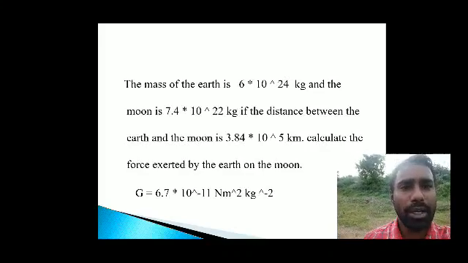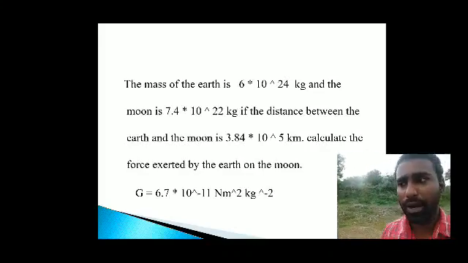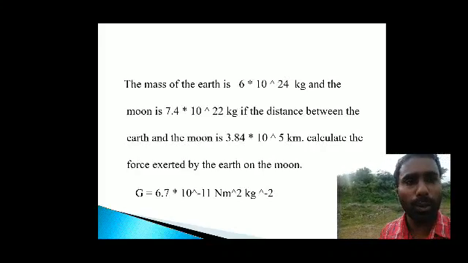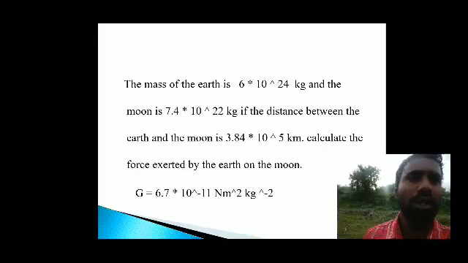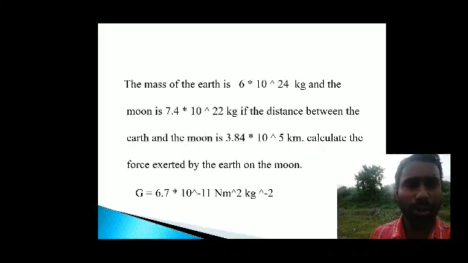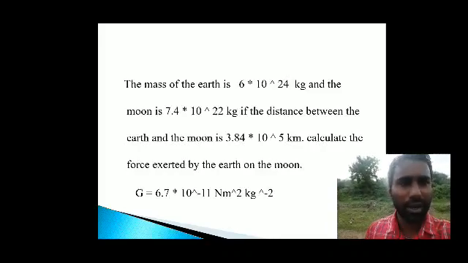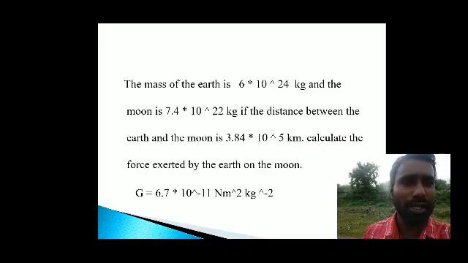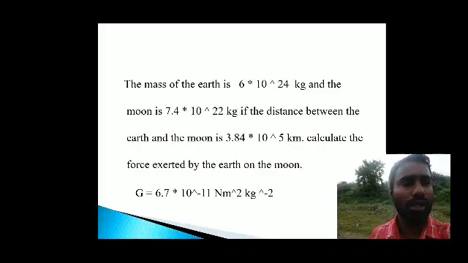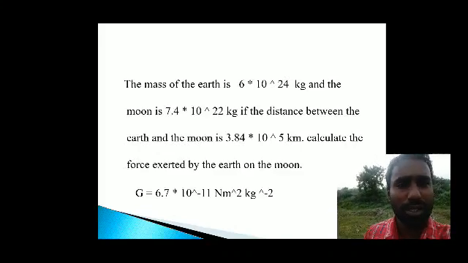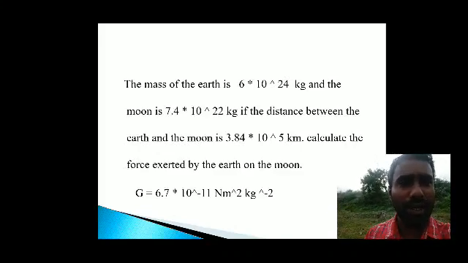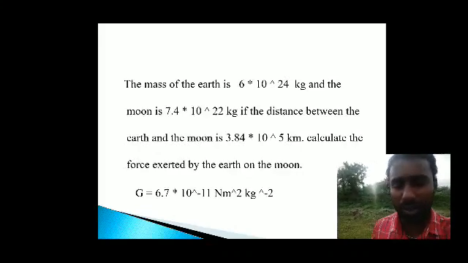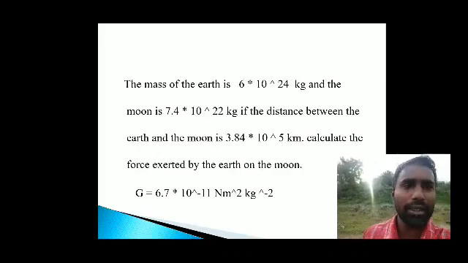The distance between the earth and the moon is 3.84 into 10 to the power 5 kilometer. The distance between the moon and earth is given. Distance means d. Calculate the force exerted by the earth on the moon. What did they ask? Calculate the force. That is what you have to find.